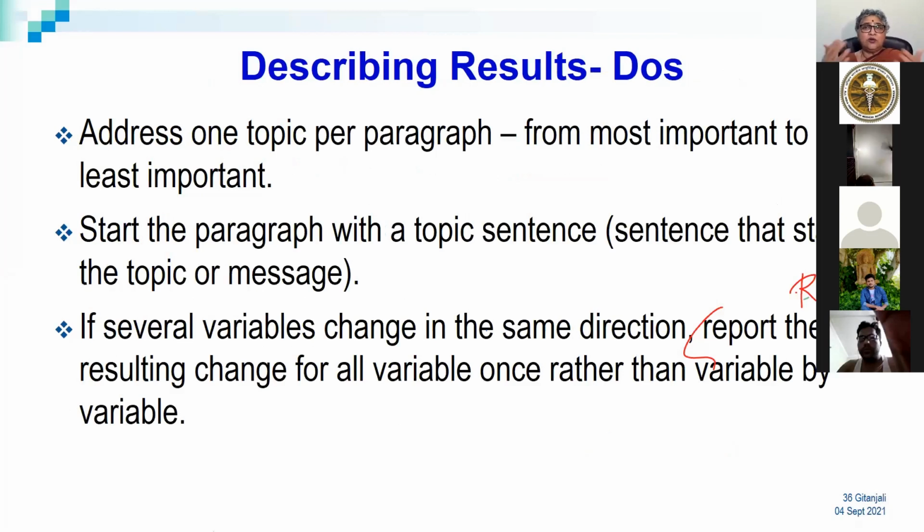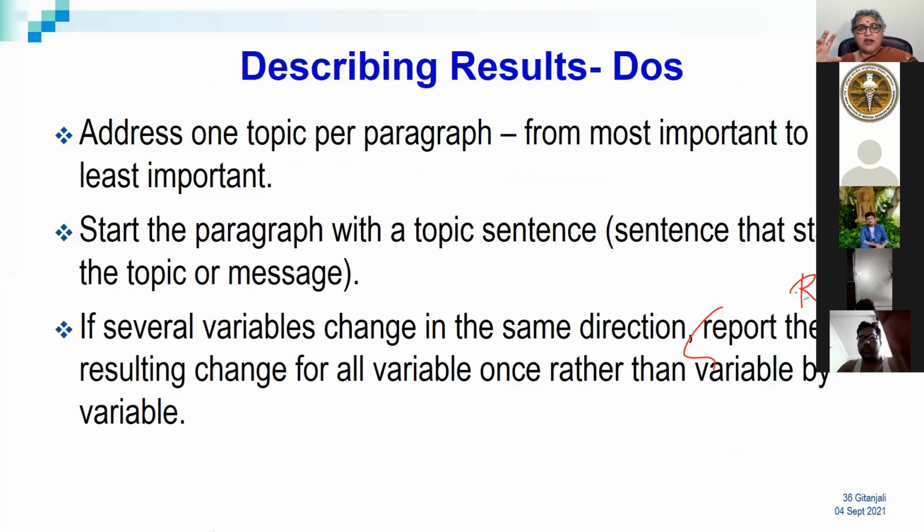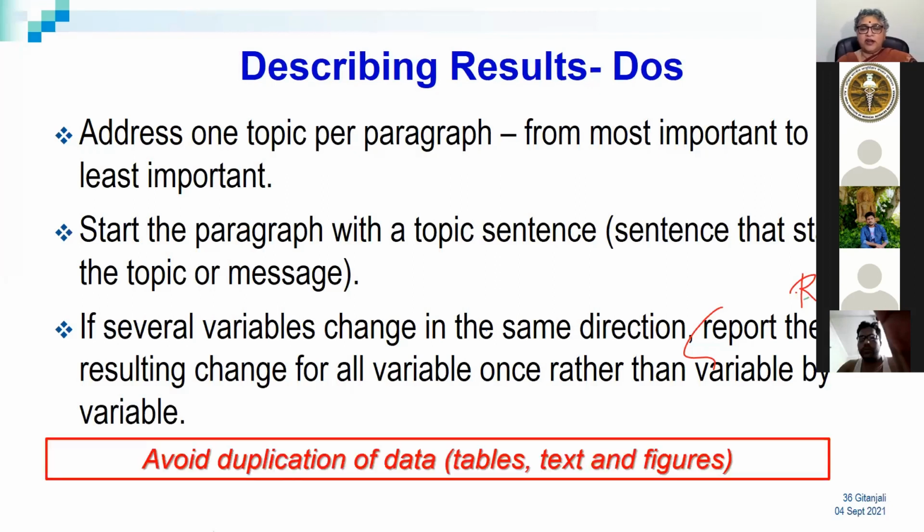Now, what are the do's? Every paragraph try to address one topic from the most important to the least important. Okay, this is when you are answering the research question. You start the paragraph with the topic sentence. Again, I have told you what a topic sentence was last time. And if several variables change in the same direction, just say all these are changing like this. Instead of saying this increased, this increased, this increased, simply list all the variables and say these all increased.